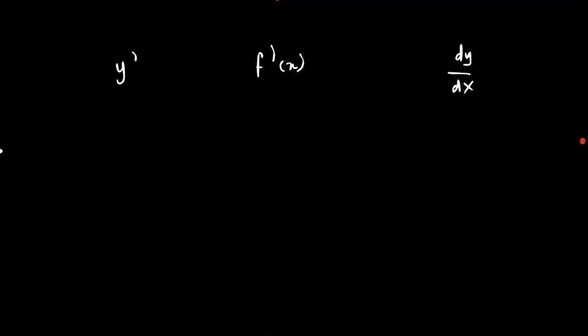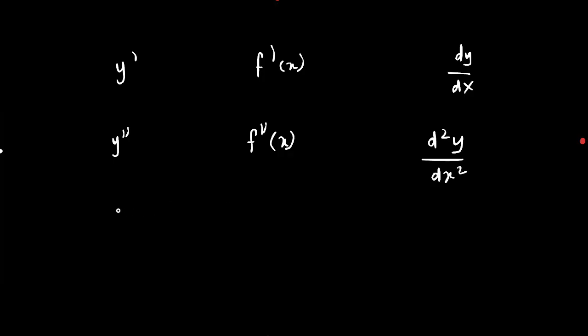Now, what about if we want to take the second derivative? We denote the second derivative in a very similar fashion to these. We can do it again in three ways. We can write it as y prime prime, two primes, right? Second derivative. Again, f double prime of x. Or, if we're using Leibniz notation, as d squared y over dx squared.